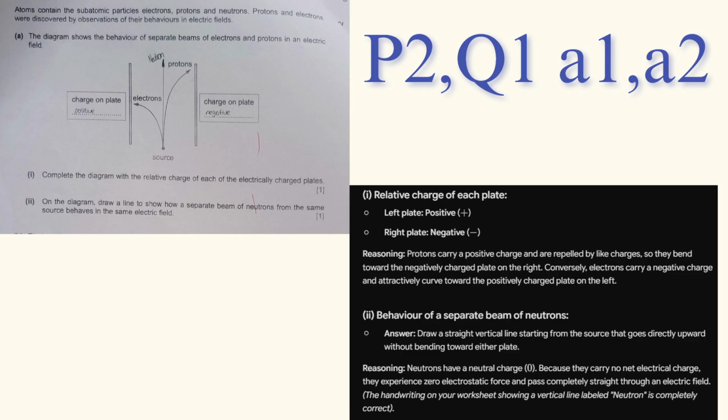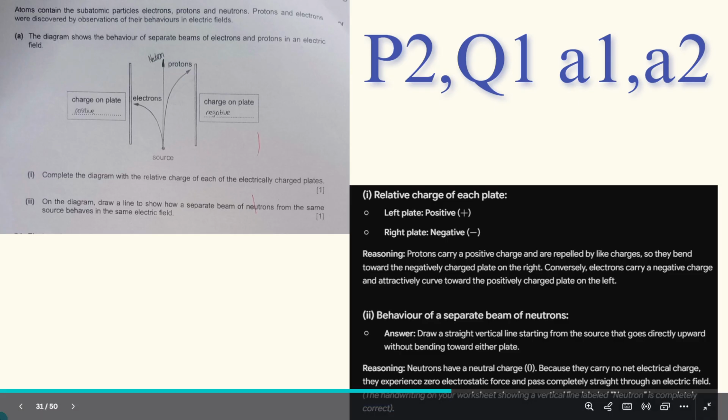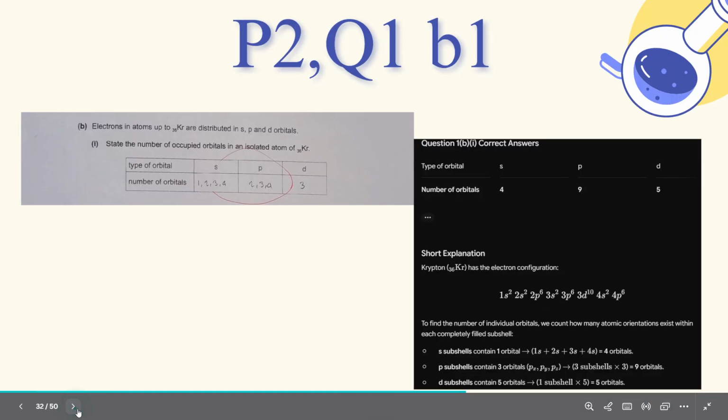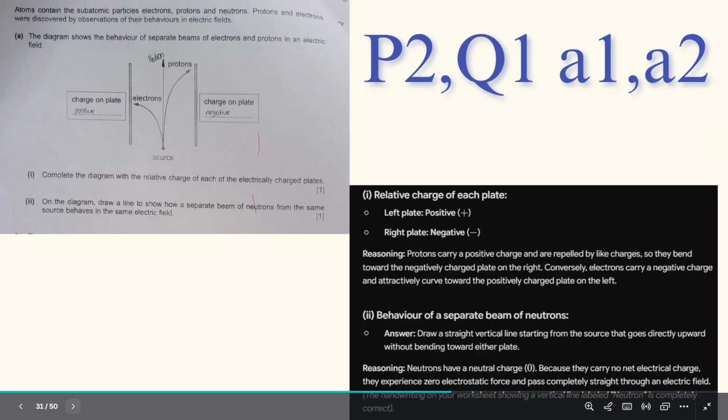Finally, we move to paper 2. We start paper 2 at A1 and A2. As you can see there, the question: the relative charge of each plate. The left plate is positive and the right plate is negative. Protons carry a positive charge and are repelled by a like charge, so they bend towards the negatively charged plate on the right. Conversely, electrons carry a negative charge and curve toward the positively charged plate on the left.